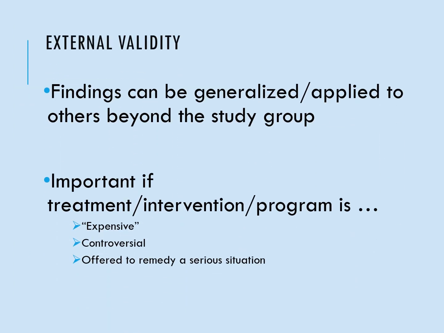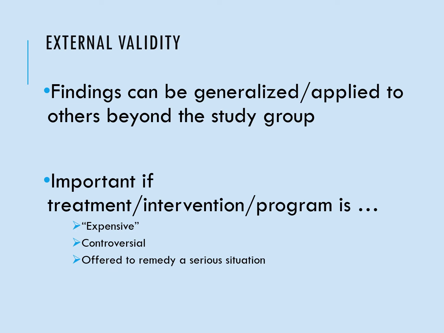Next, we're going to move on to external validity, and this is where findings can be generalized or applied to others beyond the study group. So looking at information we have with our sample, moving on and saying that's true for a population. So it's very important when the treatment or intervention or program is expensive, controversial, or something like that.